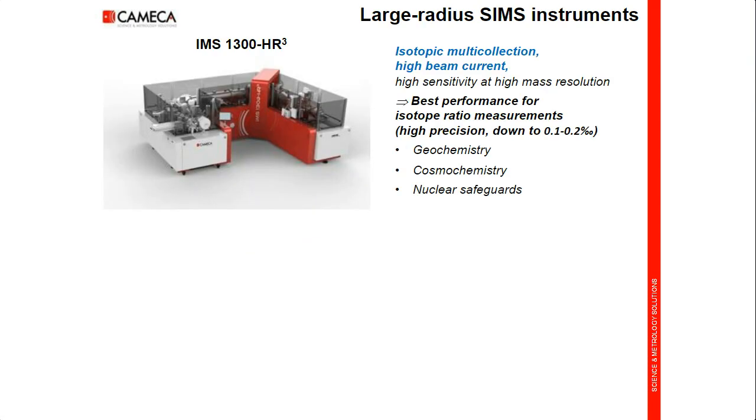CAMECA also offers large radius SIMS instruments. Here we can see the IMS 1300 HRQ. Its key features are its isotopic multi-collection system, the possibility to use high beam current, and its high sensitivity at high mass resolution. This instrument provides the best performance for isotope ratio measurements with a high precision down to 0.1, 0.2 per mil. Its applications include geochemistry, cosmochemistry, and nuclear safeguards.